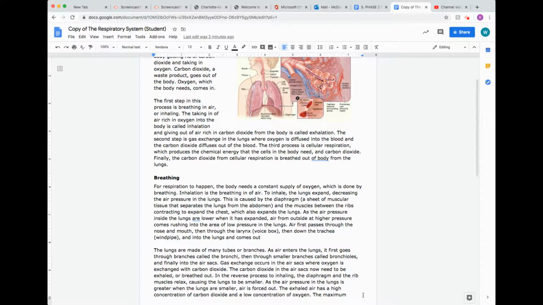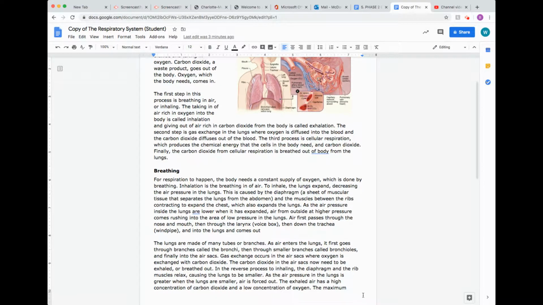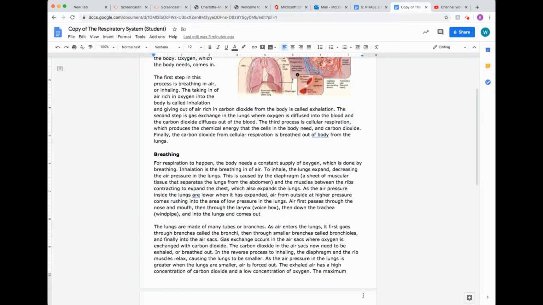The lungs are made of many tubes and branches. As air enters the lungs, it first goes through the branches called the bronchi, then through smaller branches called bronchioles, and finally into the air sacs. Gas exchange occurs in the air sacs, where oxygen is exchanged with carbon dioxide. The carbon dioxide in the air sacs now needs to be exhaled, or breathed out.